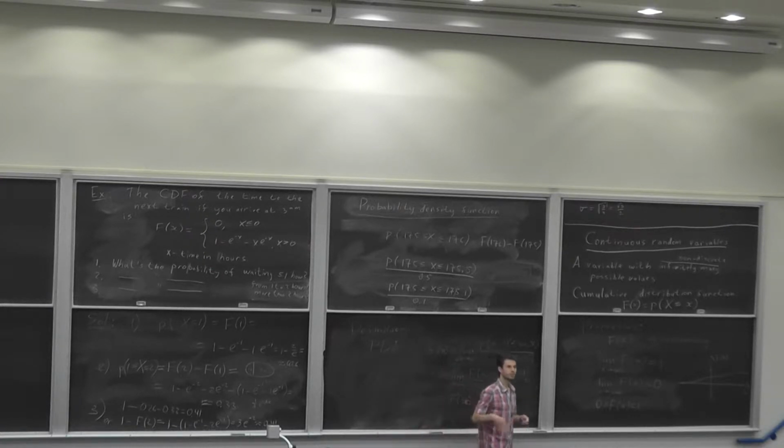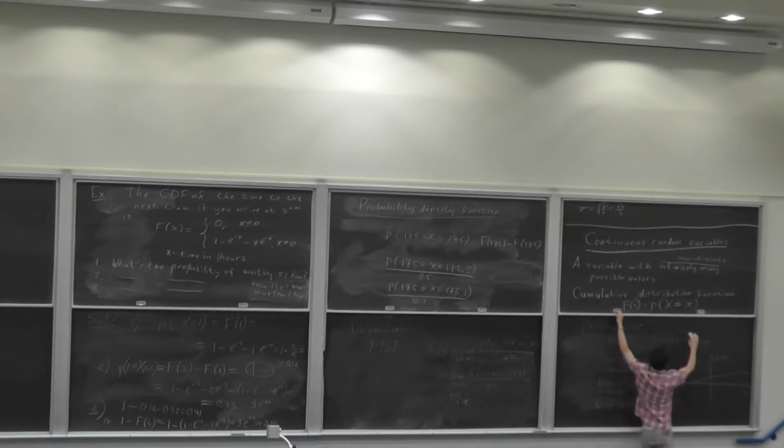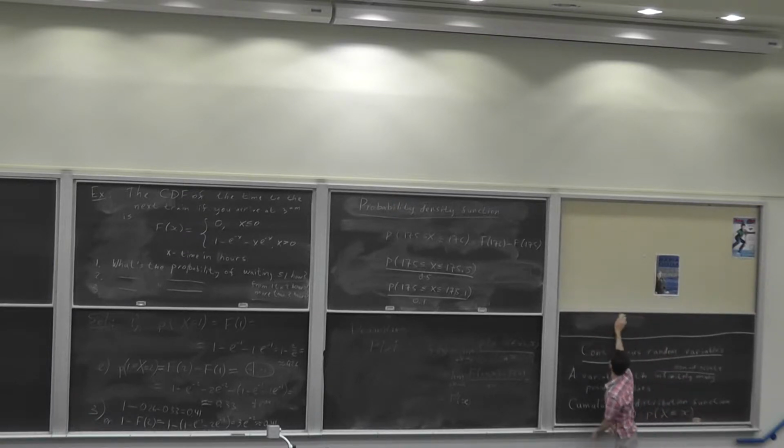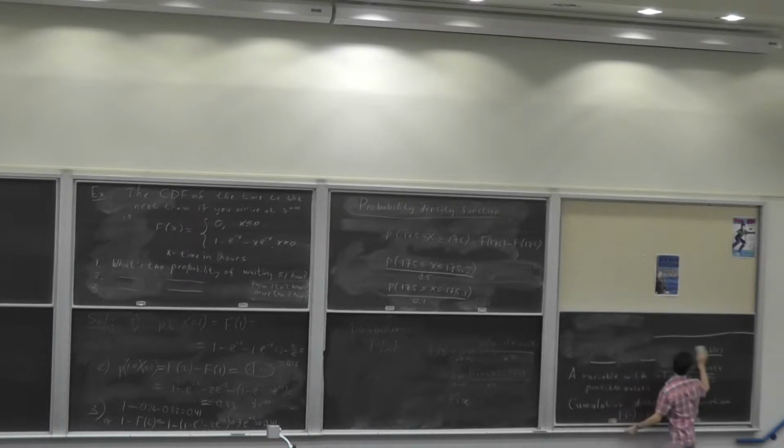So this thing, measuring how likely it is to see that the variable is about a given value, happens to be the derivative of the cumulative distribution function. And quite often it's convenient to work not with the cumulative distribution function, but rather with this function, the probability density function.